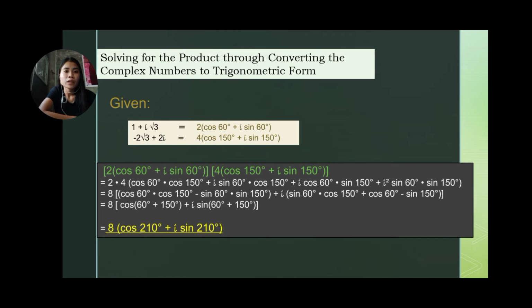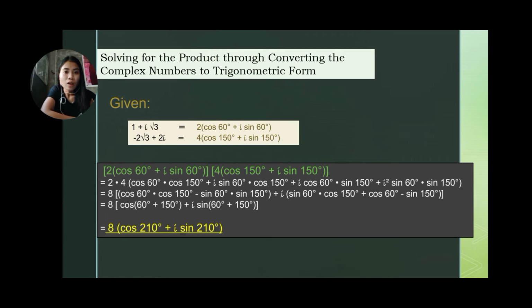So solving for the product through converting the complex numbers to trigonometric form, given 1 plus i square root of 3 is equal to 2 times the quantity of cos 60 degrees plus i sin 60 degrees, and negative 2 square root of 3 plus 2i is equal to 4 times the quantity of cos 150 degrees plus i sin 150 degrees. Therefore, we have 2 times the quantity of cos 60 degrees plus i sin 60 degrees multiplied to 4 times the quantity of cos 150 degrees plus i sin 150 degrees, which has an absolute value of 2 multiplied by 4, equal to 8.